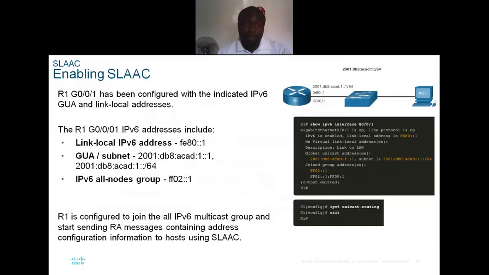Very simple. First of all, you look at the router and the interface you want to enable. For instance, I go to the interface and run show IPv6 interface, and it gives me this. So I enter the interface, and then I enable it. We have the link-local address, which usually starts with FE80. Then you have the global unicast address. Then you have the IPv6 all-nodes address.